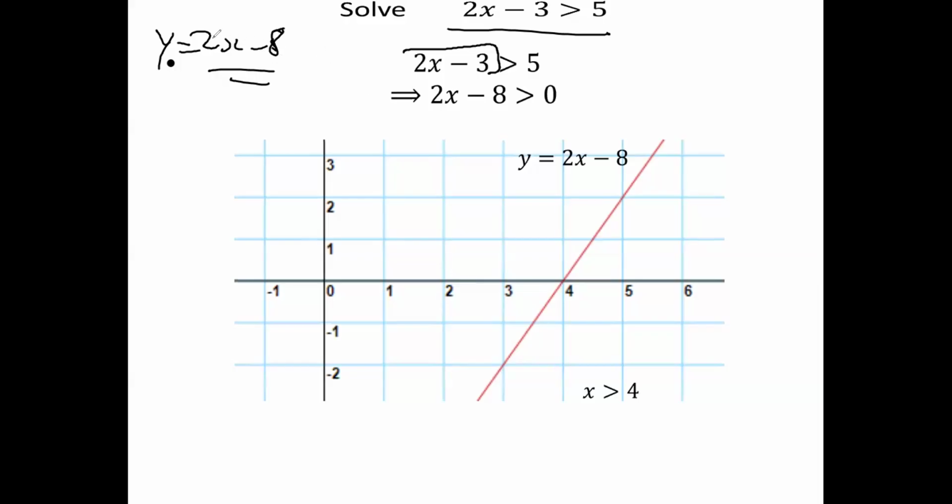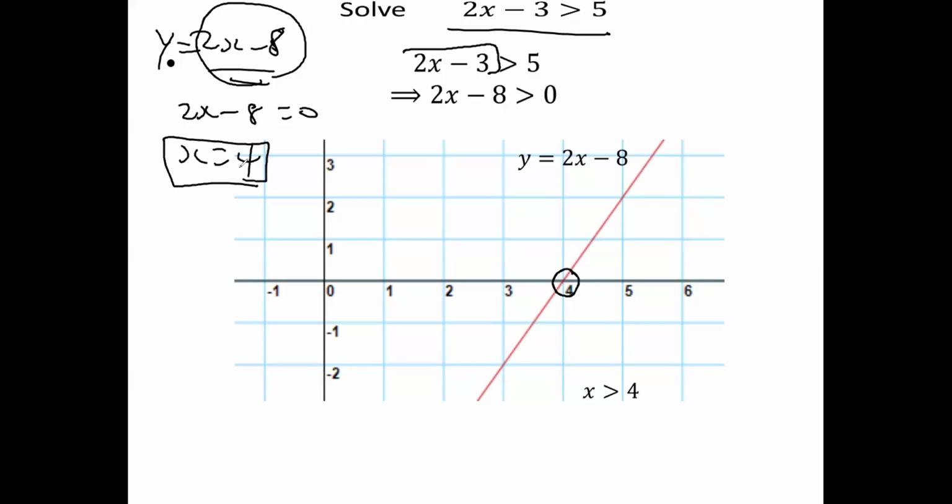And when you look at 2x minus 8, you notice that the line crosses the x-axis at 4. And I don't know if you're seeing the number 4 here, where 2x minus 8. If I put this equal to 0, you get x equals 4. And this is what we call a critical value, meaning that the behavior of this function changes around 4, right? Or the output value changes around 4. And you see that here.